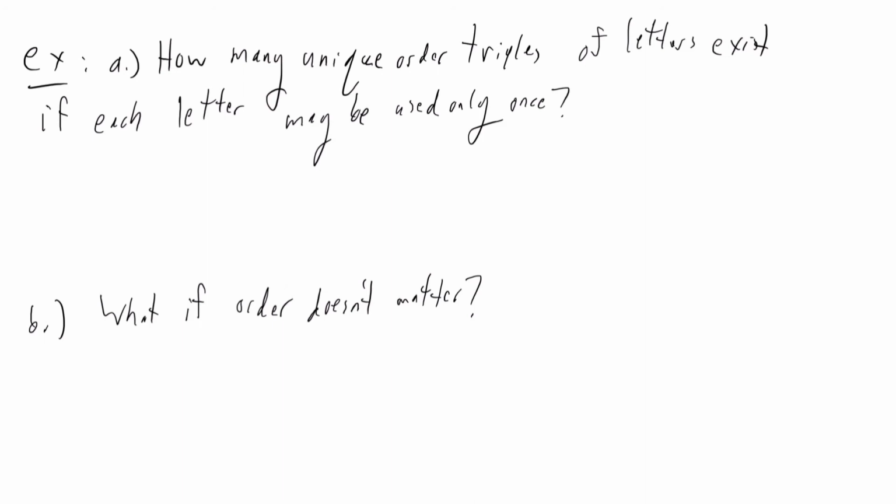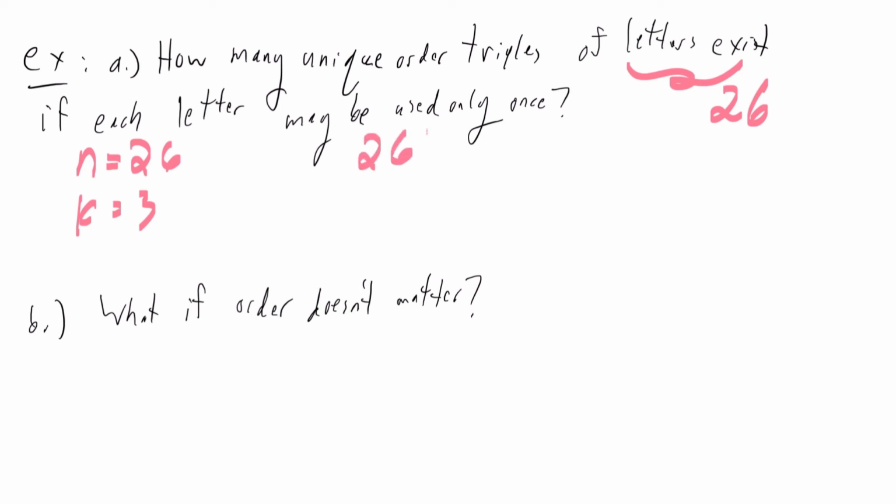Another example would be one where order does matter. So let's look at this. I'm looking to count the number of triples, the number of groups of three, of letters that exist. We have 26 letters, and each letter can only be used once. So if I say unique order, then that means that order matters. So I should have n equal to 26, k equal to 3, because I want groups of size 3. So I have 26 factorial divided by (26 minus 3) factorial.